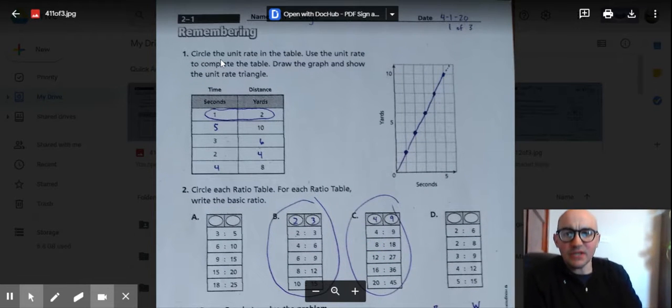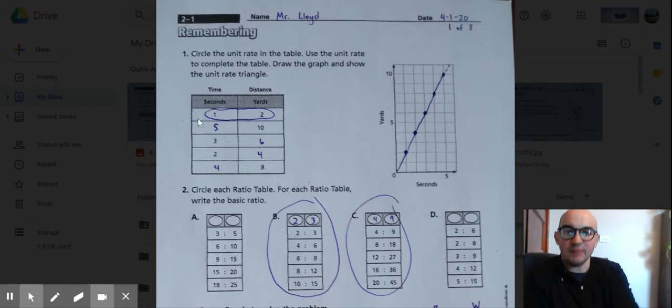So number 1 gives us a partially completed rate table. And our job, first thing we need to do, is circle the unit rate. That's the amount, or the distance, per unit time. That's per 1 second, so you're circling here the unit rate, 1 second. This thing travels 2 yards. And then we use that unit rate to fill in the rest of the table.